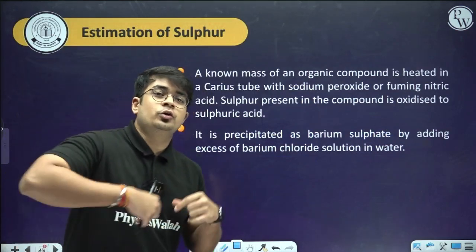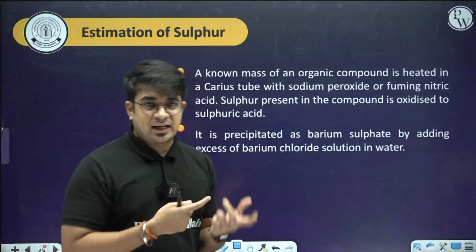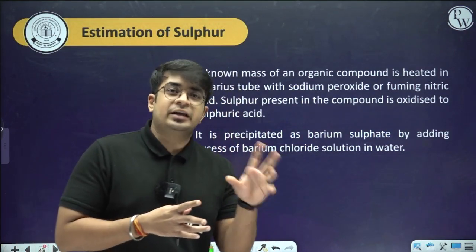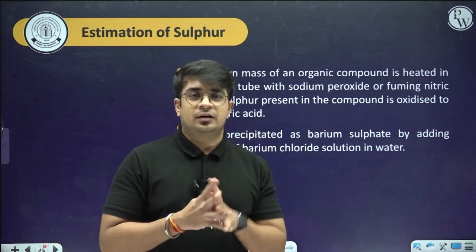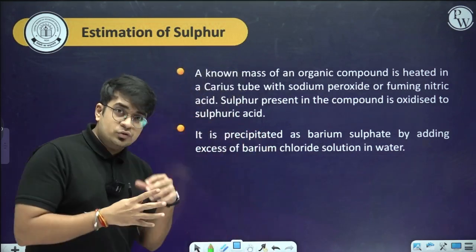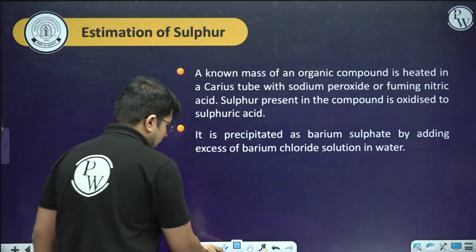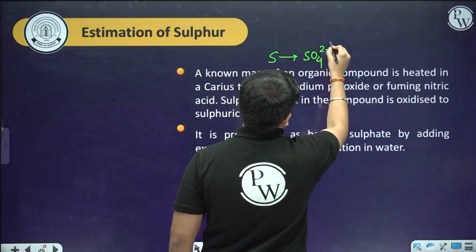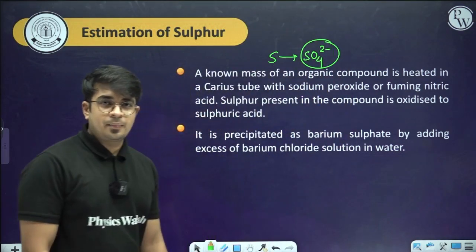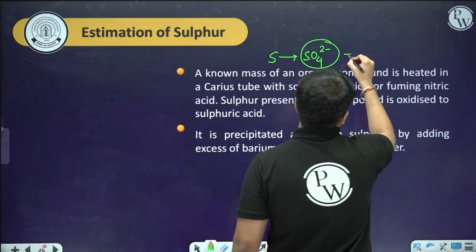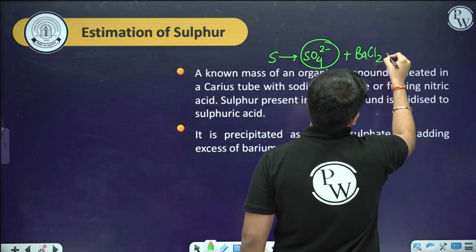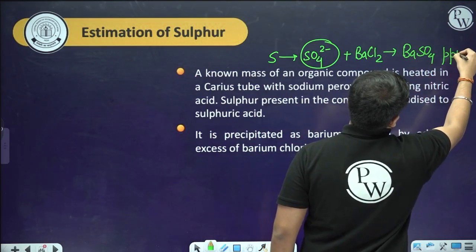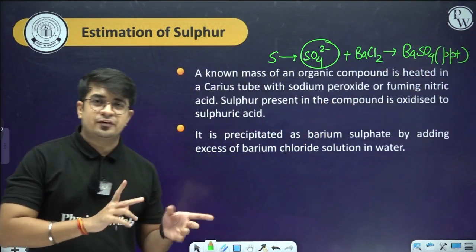Now, in case of sulfur, I am again going to use the same condition. I am going to use an oxidizing agent so that we can remove CO2 and H2O. And I am using a specific reagent for sulfur. So first of all, if I'm using a nitric acid solution, whatever sulfur is present is going to be converted into SO4 2 negative, into sulfate. And I'm going to use a solution of barium chloride, BaCl2, because it's going to form a precipitate of BaSO4. So every time the reaction is almost the same, I'm using a different type of reagent.